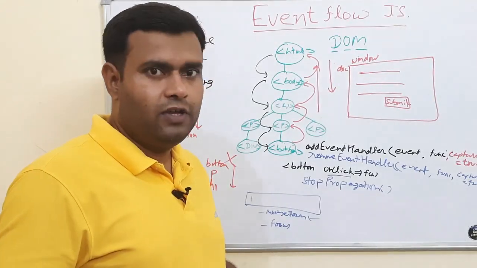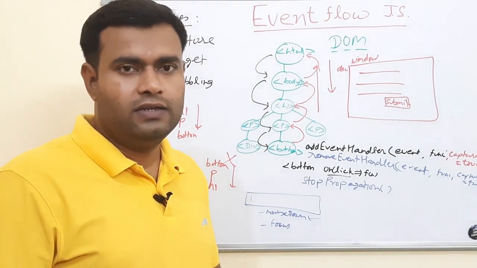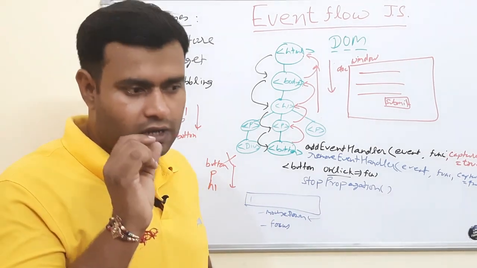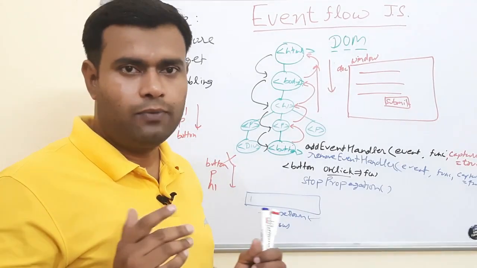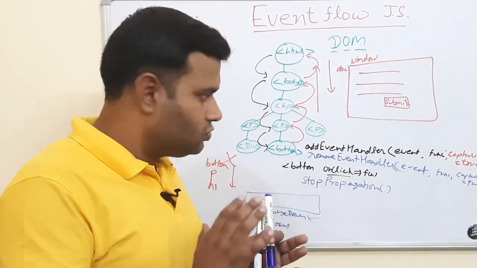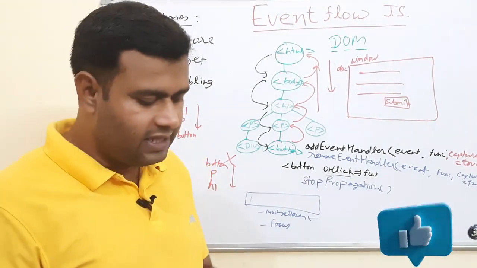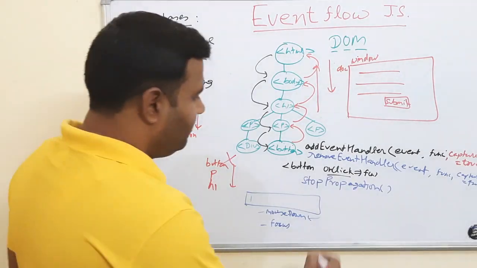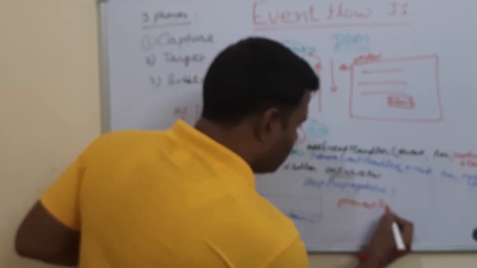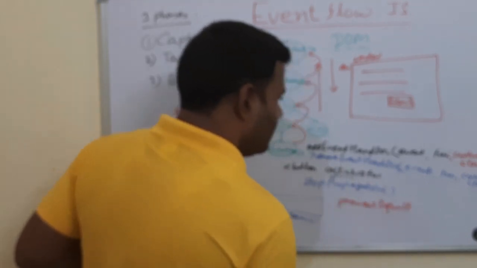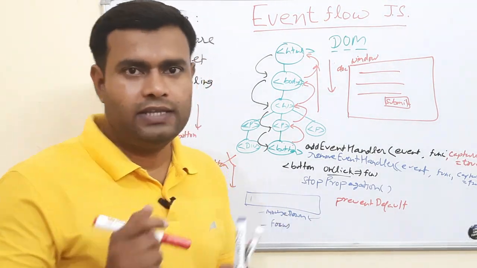You don't have to handle that particular functionality on your own. Now, if you want to disable this default behavior, there might be some cases. For example, if you click on a submit button, it will automatically submit. You don't have to do anything. So in such cases, if you want to disable these default behaviors, there is a function called prevent default. You can call this prevent default function and disable that particular thing.